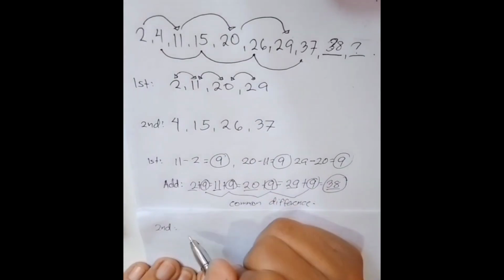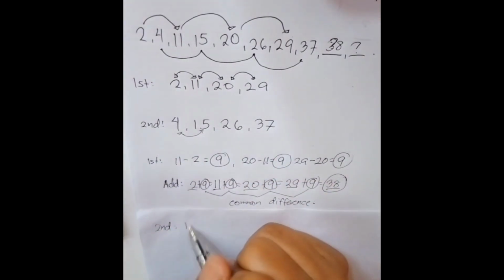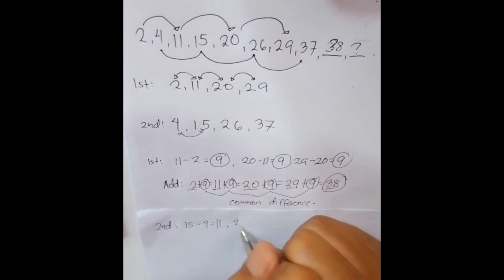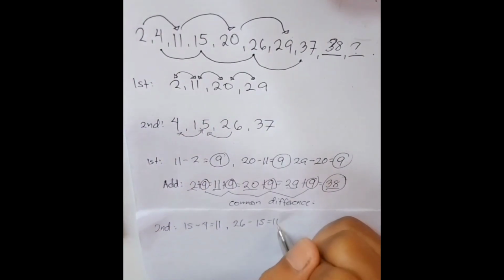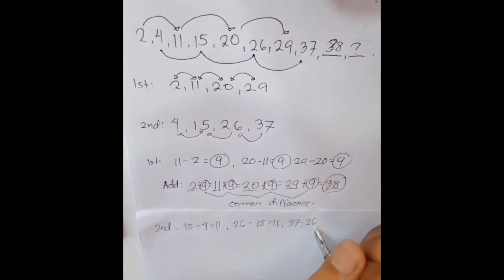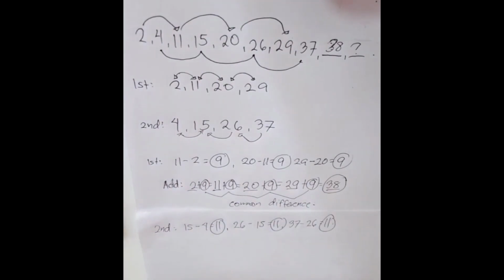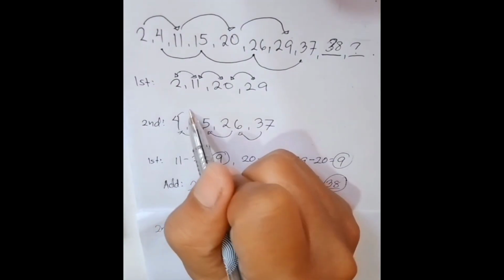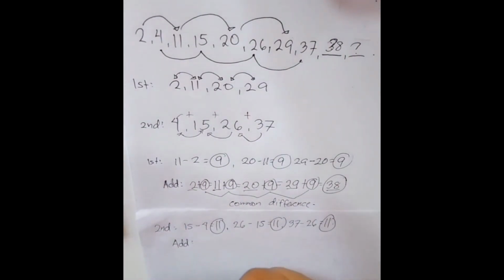So second, same pattern, 15 minus 4 to get the difference equals 11. So 26 minus 15 is equal to 11. 37 minus 26 is equal to 11. So the common difference is 11. So we need to add 11 to each number. So 4 plus 11, 15 plus 11, 26 plus 11, and so on.